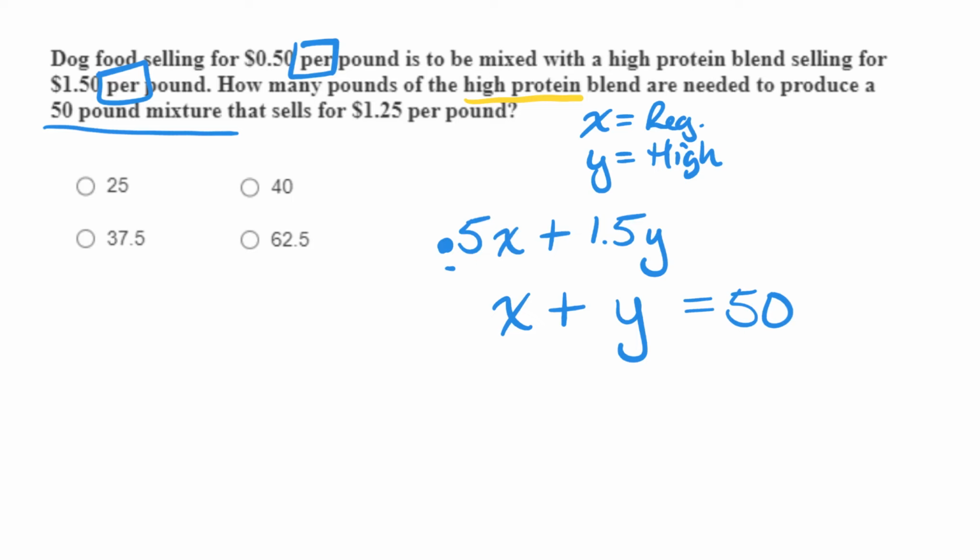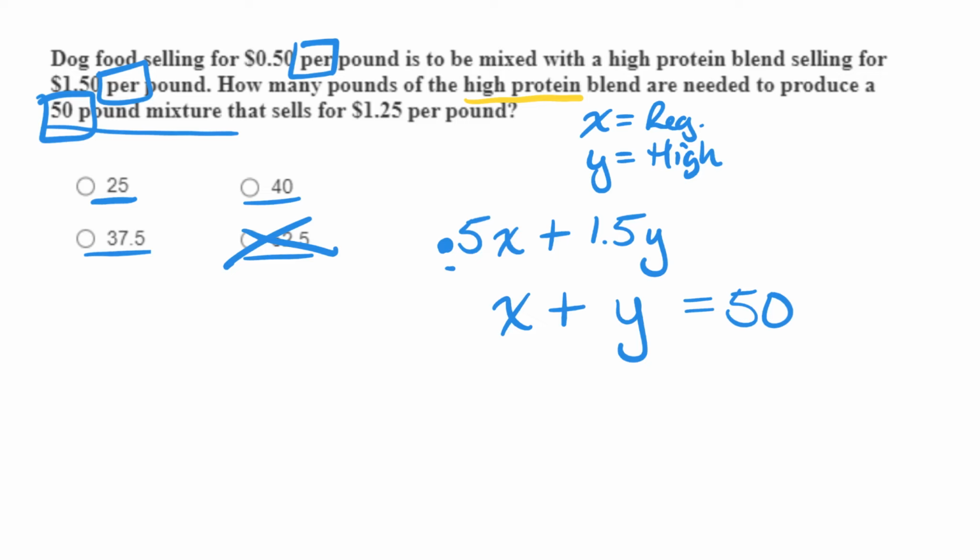Now, this is the part where I was saying you could use some common sense. Whatever one is, the other one adds up to 50. For instance, the question was how much high protein? So 25 pounds of high protein means that there would be 25 pounds of regular. This one says 40 pounds of high protein, which would have left 10 for regular. This one says 37 and a half, which means 12 and a half, and this one is 62 and a half. Well, it can't be that. How could we have 62 pounds of high protein when we only have 50 pounds in the mix? So that was not even close.